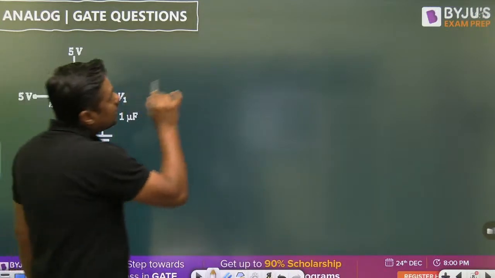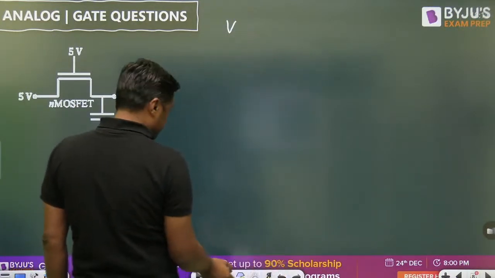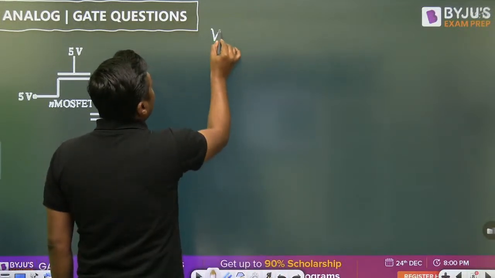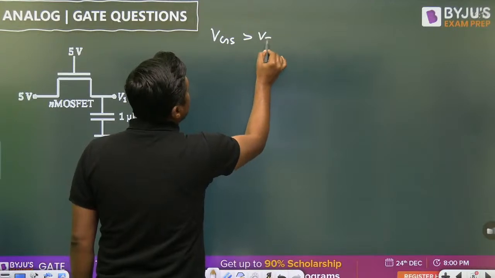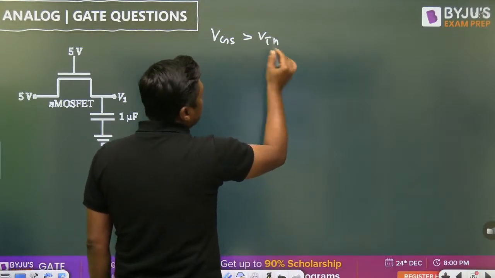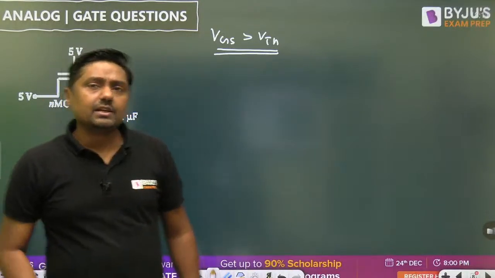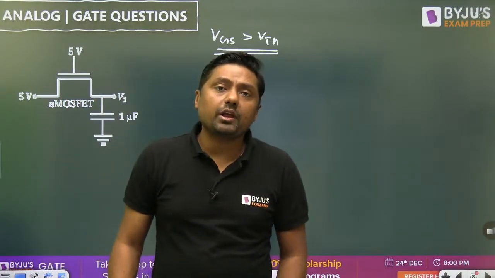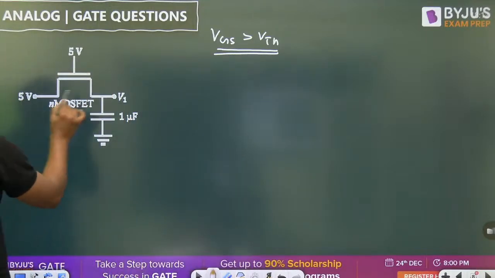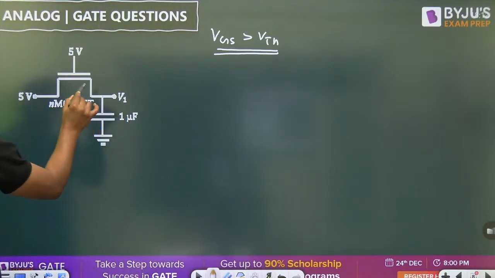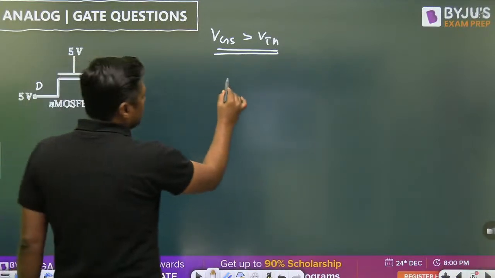So what will be the voltage? Remember, VGS should be greater than VTH for NMOS. Otherwise, it will be in cutoff. If VGS is less than VTH, that transistor will be in cutoff. Very, very basic concept. Then what about this terminal? This is the source. This is the source. This is the drain, and that is the gate terminal.